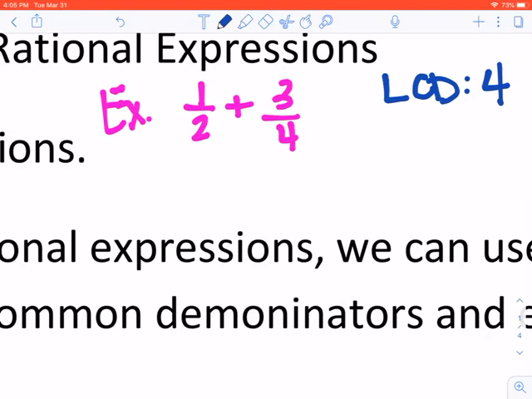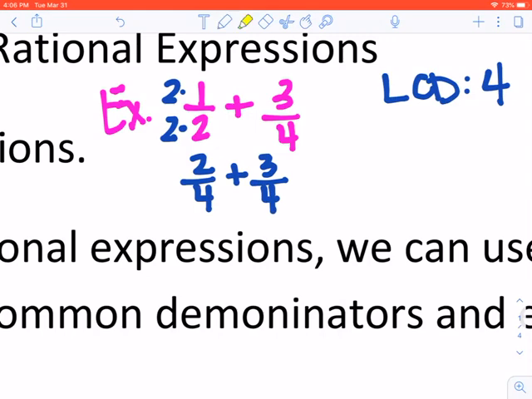Since our lowest common denominator is 4, I look at 1/2. To make 2 a 4, I need to multiply it times 2, and I have to do it to the top and the bottom because that's multiplying by a fraction of 1. 2 over 2 is 1. So I multiply top and bottom, and I get 2/4. And this one already has the common denominator of 4, so I don't change it, 3/4.